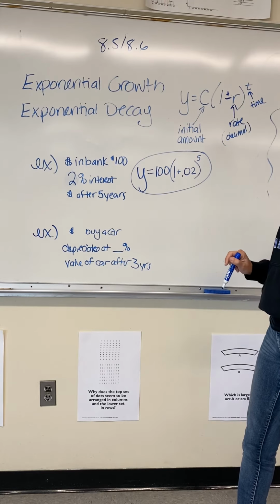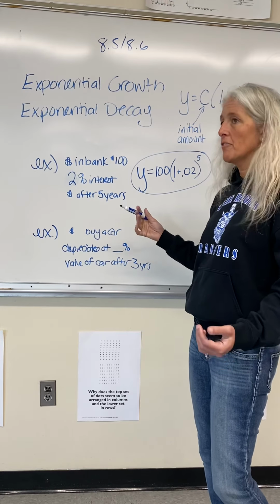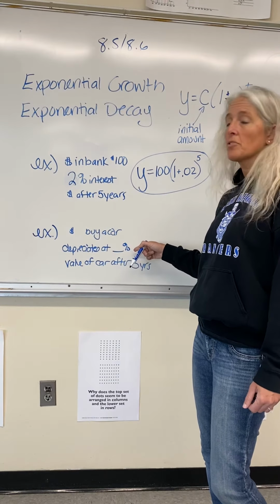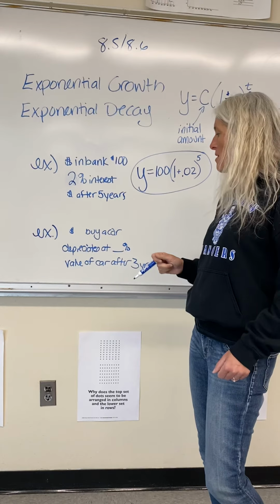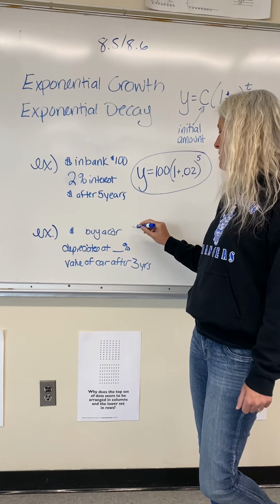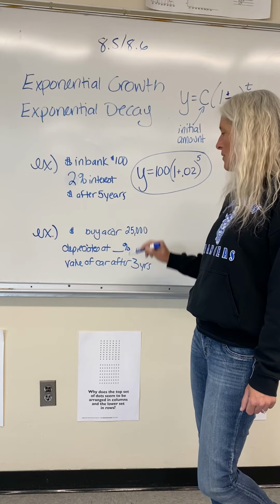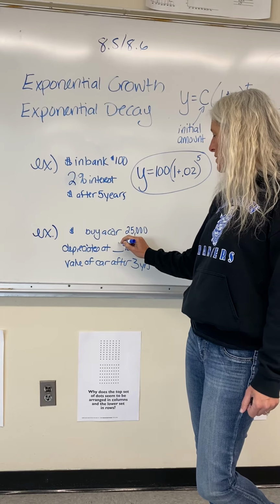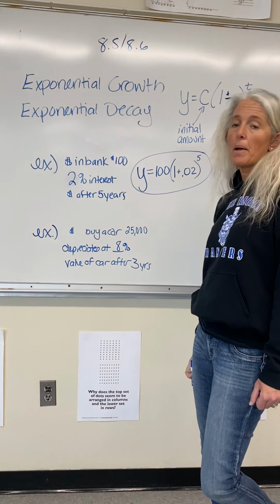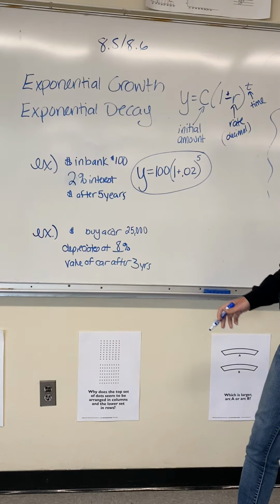Okay, second example, exponential decay, because if you buy a new car, or any car, it usually is going to go down in value as soon as you drive it off the lot. So let's say we buy a car for $25,000. You found out it was going to depreciate at, let's say, 8% per year. And let's say we want to find the value of the car after 3 years.